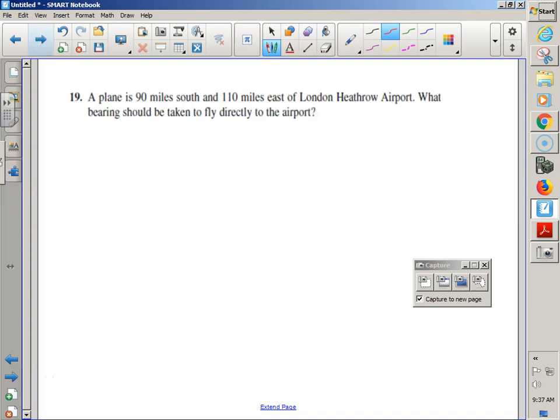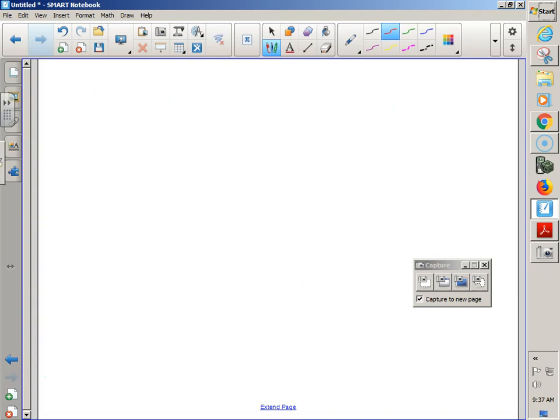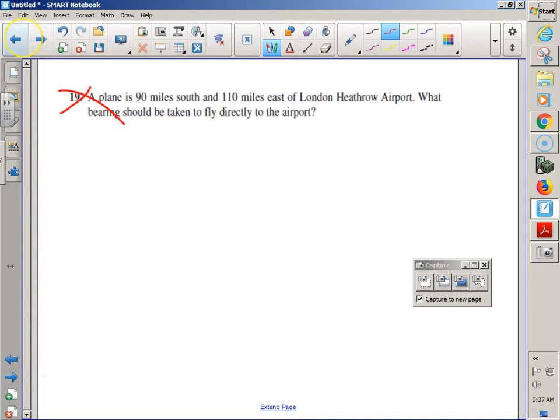Kathleen, on yours. A plane is 90 miles south and 110... Ooh. Cross that out. Lo siento. Everybody, pause. Chapter 4, number 19. I did not make you do bearings this year, besides just knowing northwest is that direction in that quadrant, and northeast is that direction in that quadrant. That's all I made you do. Cross out number 19. I do not need any of you to do number 19, chapter 4.